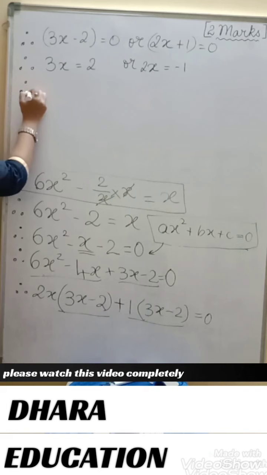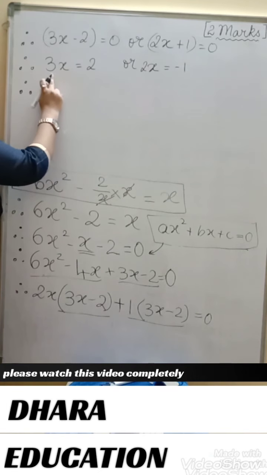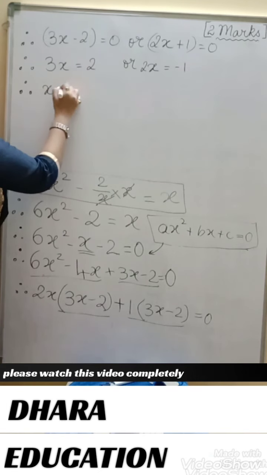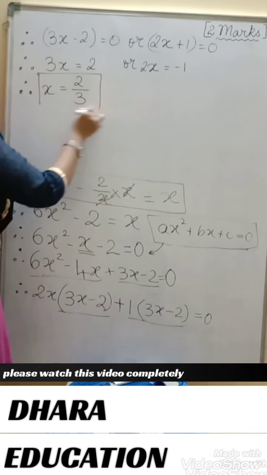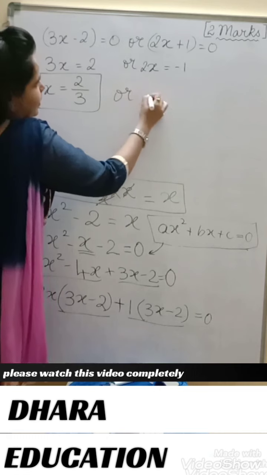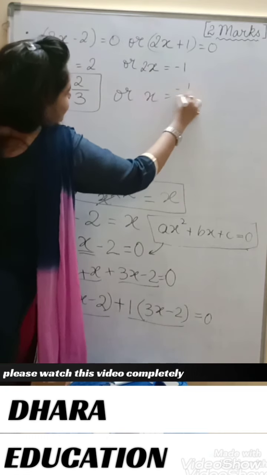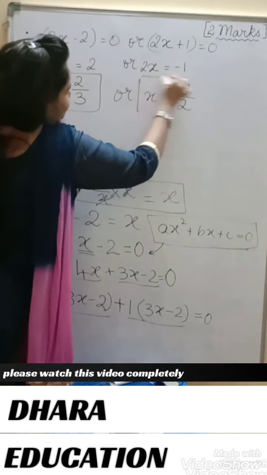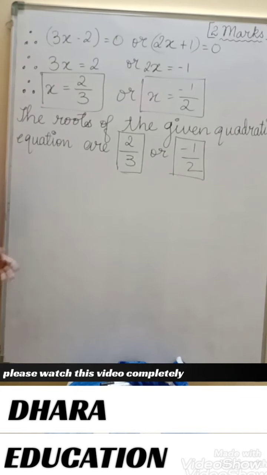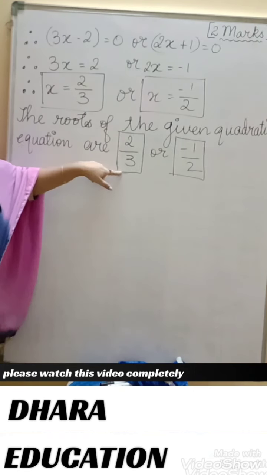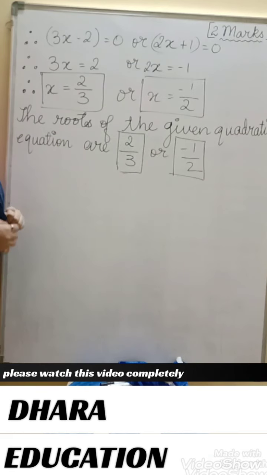So therefore, now here it is in multiplication. Same funda we have to use, so x is equal to 2 upon 3. Okay. Or x is equal to minus 1 upon 2. Okay. So students, this is the last statement, that is, the roots of the given quadratic equation are 2 upon 3 or minus 1 upon 2.